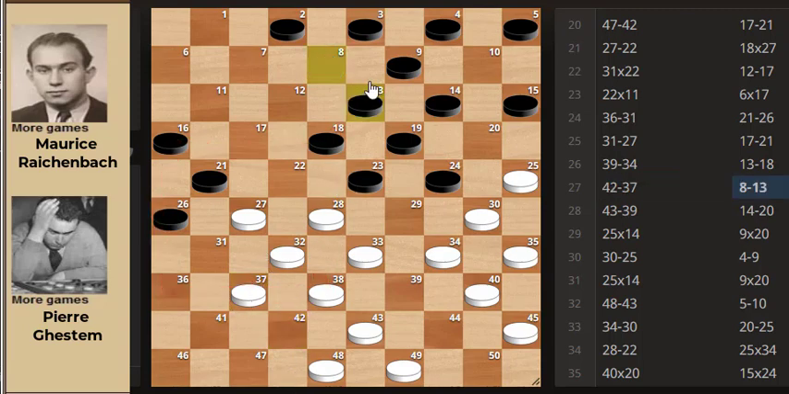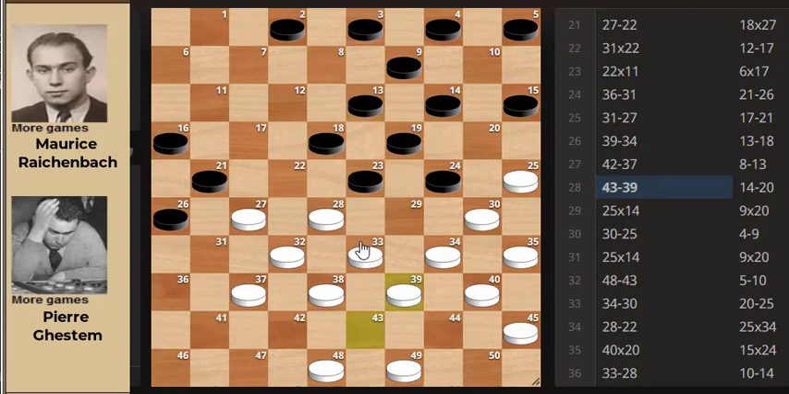Morris replied by playing 8, 13. And then the move was responded to by playing 43, 39. Let's draw the square and then we see. Ghestem decided to play 43, 39 to surround 33.